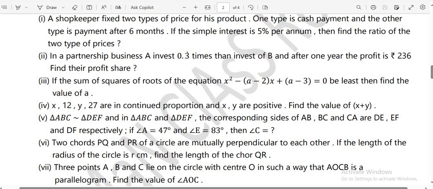Question number 6. Two chords PQ and PR of a circle are mutually perpendicular to each other. If the length of the radius of the circle is r cm, find the length of the chord QR.